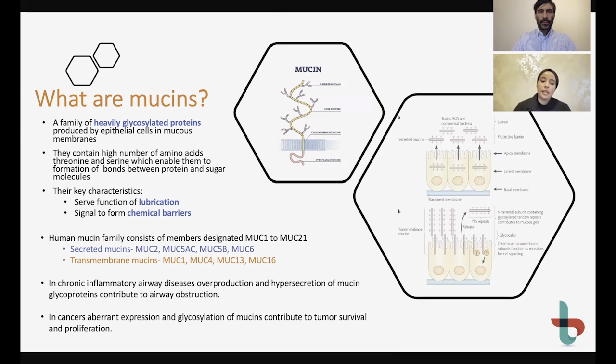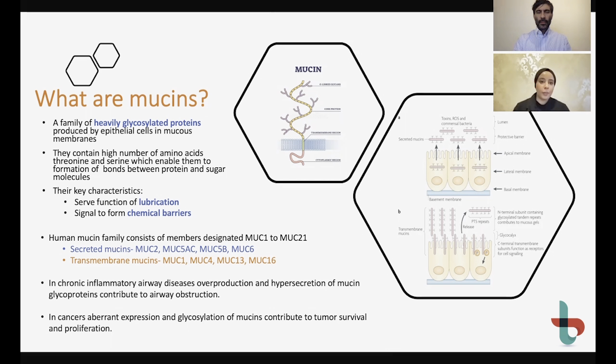As I previously mentioned, they have two key characteristics, such as lubrication and the formation of chemical barriers, but they are also involved in cell signaling pathways. There are two families of mucins in humans: the secreted mucins and the transmembrane mucins. The secreted mucins are secreted into the mucus gel, and the transmembrane mucins are stuck to the cell membrane, as demonstrated in this diagram here. Secreted mucins include mucin 2, mucin 5 and mucin 6, and some of the transmembrane mucins are mucin 1, mucin 4, 13 and 16.